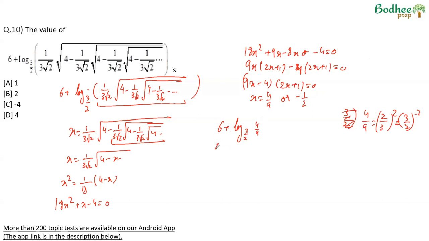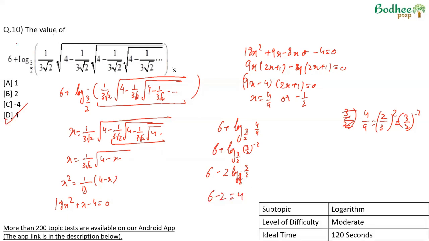So this can be written as 6 plus log of 3 by 2 raised to power minus 2 to the base 3 by 2, which will be nothing but 6 minus 2 log of 3 by 2 to the base 3 by 2, which is 1. And therefore, my net answer simply becomes 6 minus 2, which is 4. Option D. Again, there are two different steps involved. First, solving an infinite expression and then working with the logs. So I'm saying moderate level of difficulty, could take up to 2 to 2.5 minutes to solve.